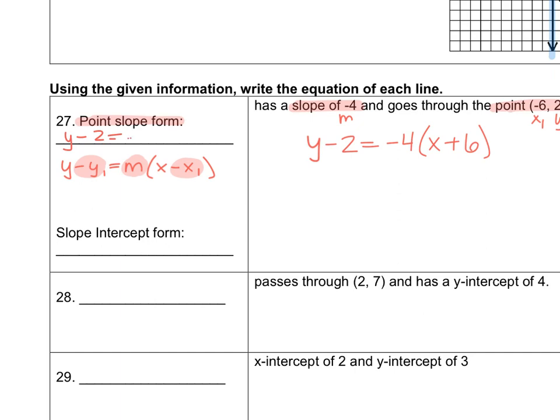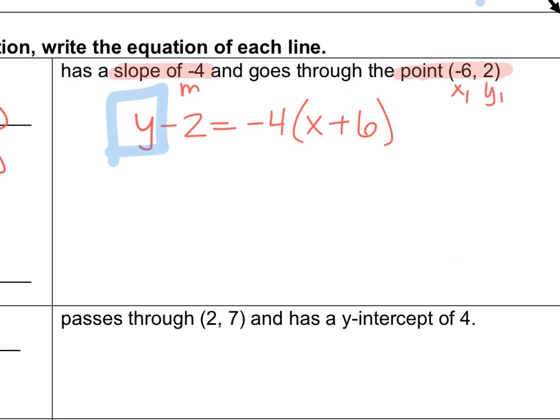But it asks for slope-intercept form. So we're going to get it to slope-intercept form. The key to getting things in slope-intercept form is to get y by itself. Parentheses always have to happen first, so we're going to distribute out that -4 first.